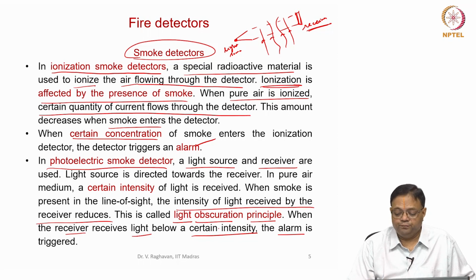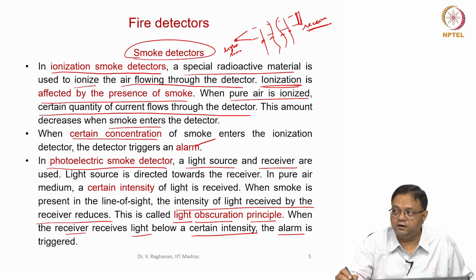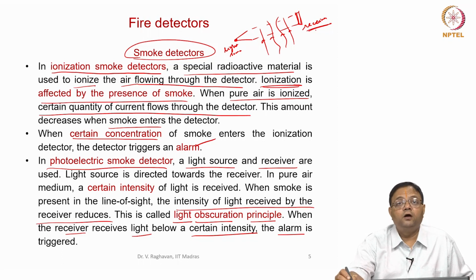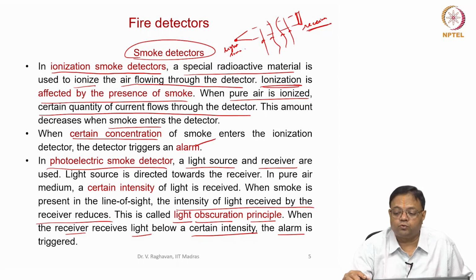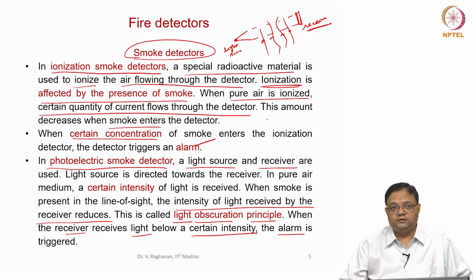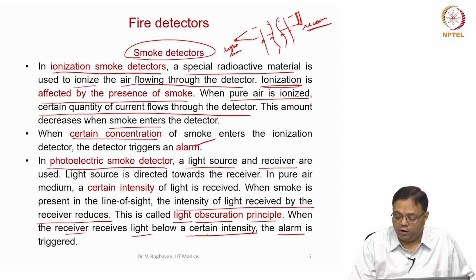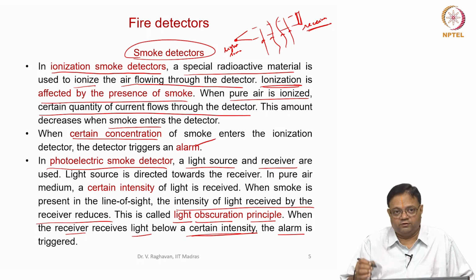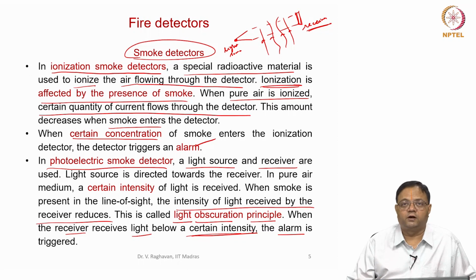Similarly, here the intensity of light received by the receiver, in the presence of smoke passing through the line of sight of these two, will decrease, and if it falls below a certain intensity, then an alarm can be triggered. This is the basic working principle of the smoke detectors.